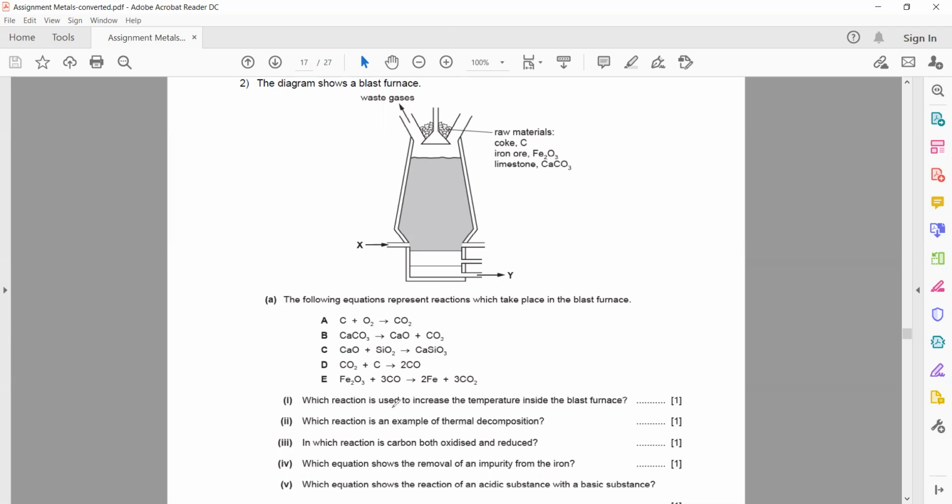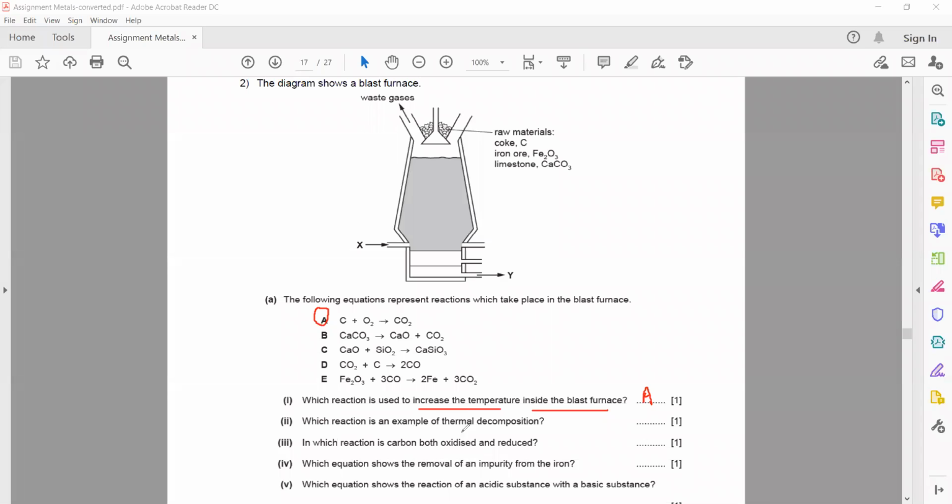The question is, which reaction is used to increase the temperature inside the blast furnace? So the first reaction, when carbon reacts with oxygen to give carbon dioxide, is the reaction which increases the temperature of the blast furnace.